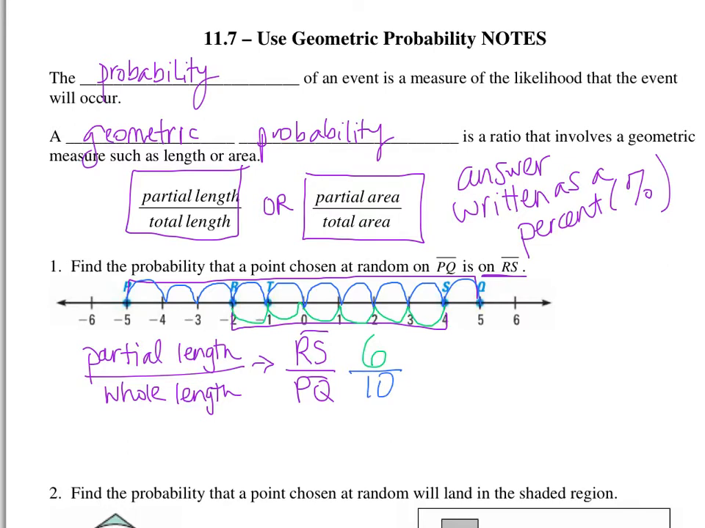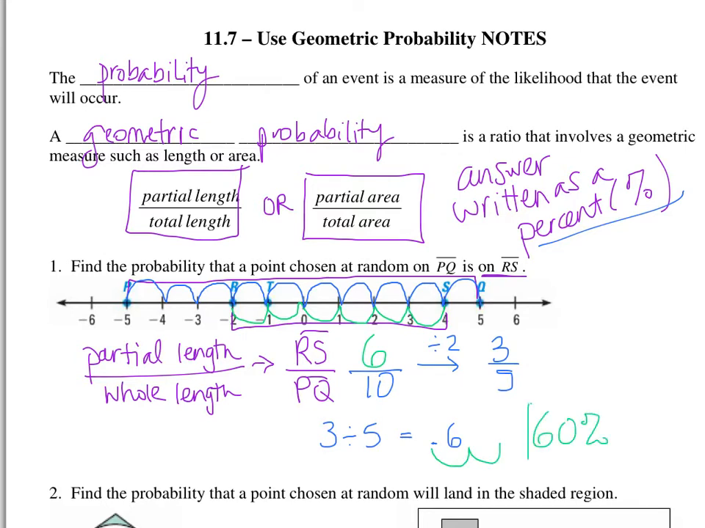We can reduce this. Divide both by 2, that would give us 3 out of 5. But even still, we want a percent number. So in your calculator, you're going to take 3 divided by 5, and we get 0.6. Now remember that that's not a percent number, so we need to move the decimal over 2 places. So 1, 2, and that means that 60% is my final answer.